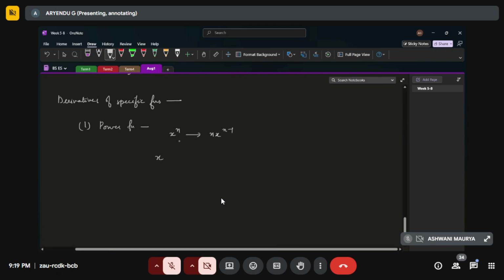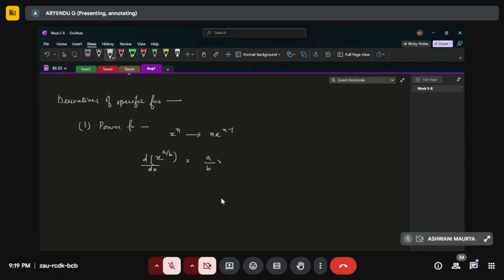If you have anything here, be it a fraction or a decimal, if you have a fraction here, a by b, then the derivative of this with respect to x will be a by b into x raised to a by b minus 1. So this is a very basic rule, and it is a very important rule which we use in most differentiation problems.